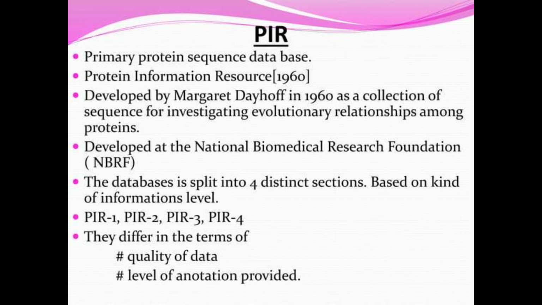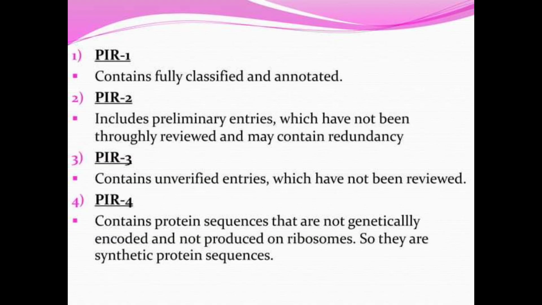It was developed at the National Biomedical Research Foundation. It is further split up into 4 databases, PIR 1, 2, 3 and 4, based upon quality of data. They differ in terms of quality of data and level of annotation. So here we can see the classification of PIR 1, 2, 3 and 4.